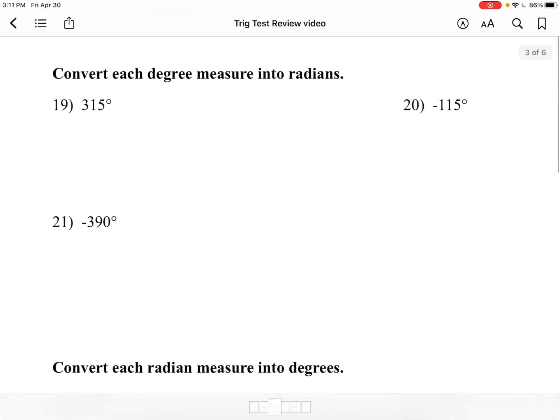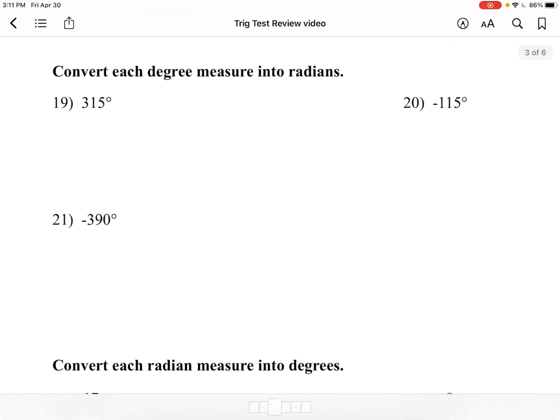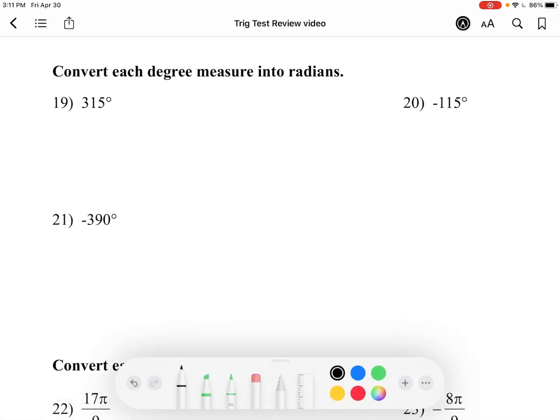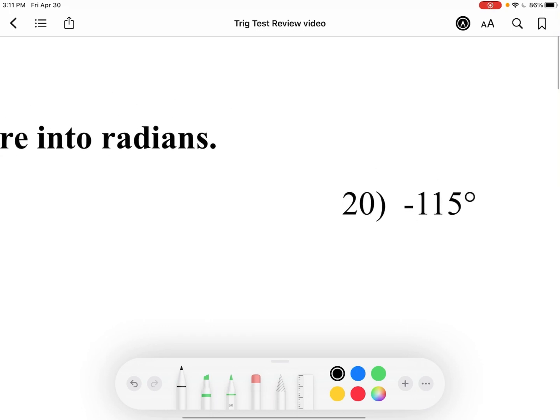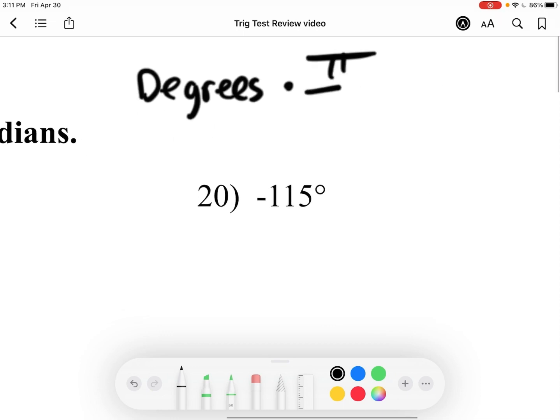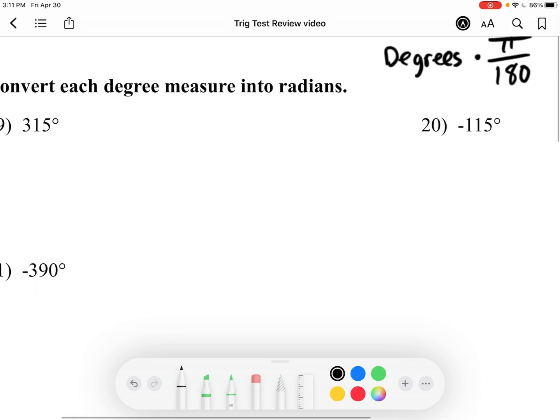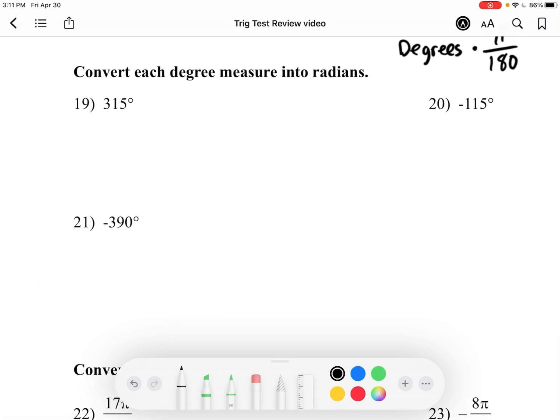All right, so now for numbers 19 through 21, we're going to be converting degree measures into radians. Whenever you have degrees, the way that you convert to radians is you take your degrees and multiply by pi over 180. Then you simplify your fraction, and that'll be your measure in radians.